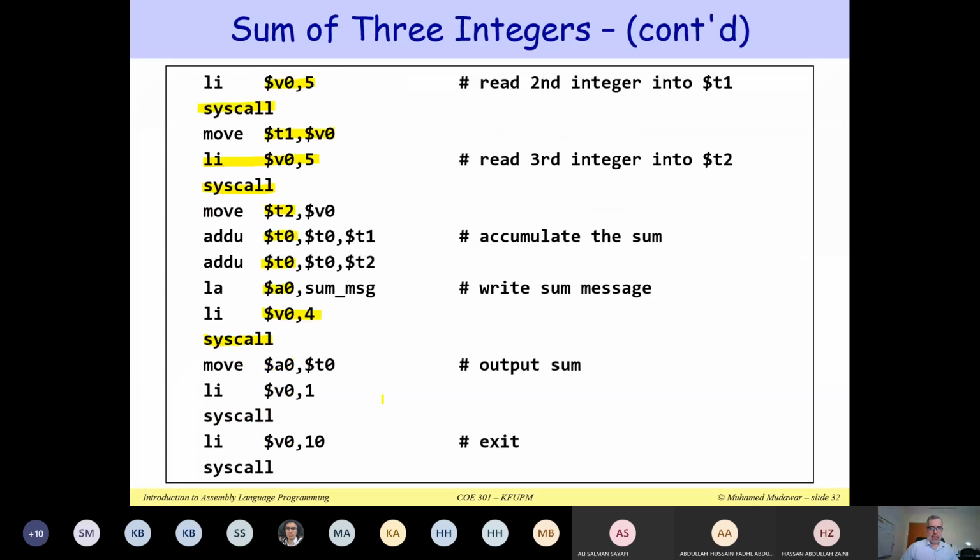After that, we would like to print the integer. The result now exists in t0, so move t0 into a0 because we have to have it in a0. And then use the service number 1. So load immediate v0 with 1. This is to print an integer, and use the system call. This will print the final result, the sum of these three integers. And then finally, we terminate the execution of the program by using system call 10.